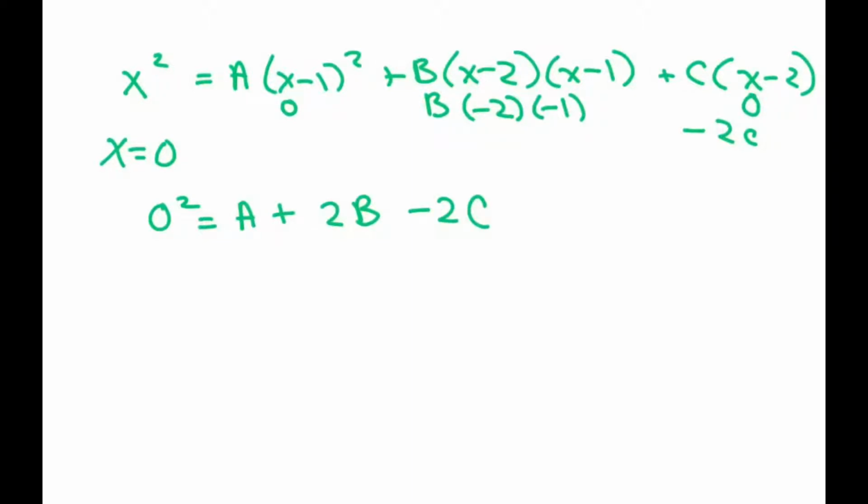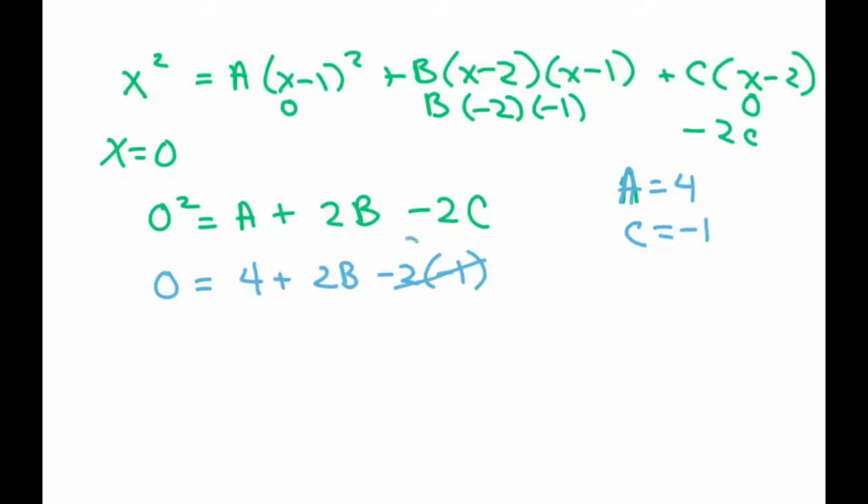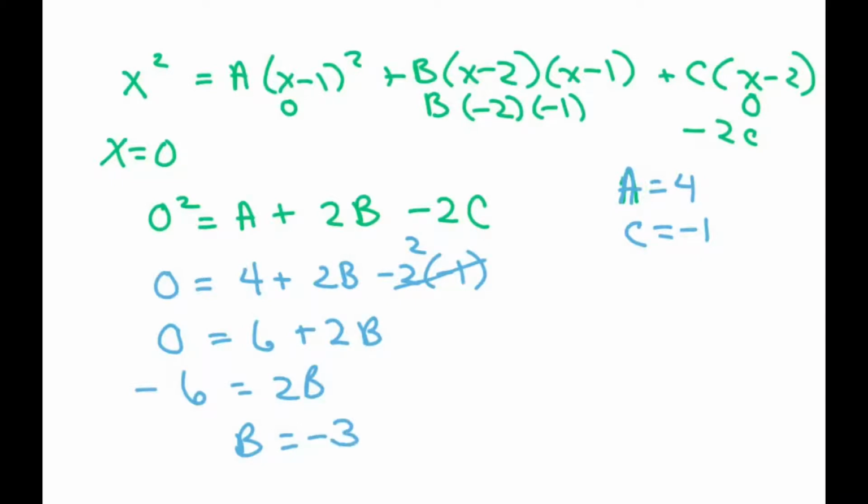Now, we knew that our a was 4. A equals 4. We also know that c equals negative 1. So you substitute, so we get 0 equals 4 plus 2b minus 2 times negative 1. Well, that equals 2. So we get 0 equals 6 plus 2b, or negative 6 equals 2b. Therefore, b equals negative 3. So we found our a, b, and c here.